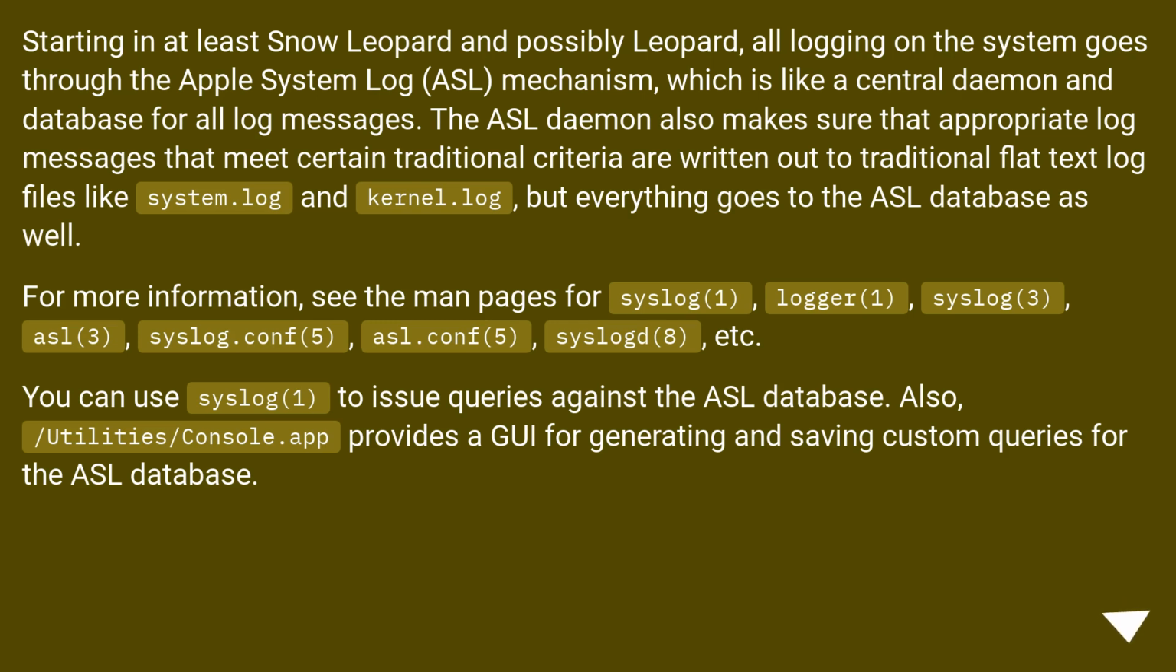For more information, see the man pages for syslog(1), logger(1), syslog(3), asl(3), syslog.conf(5), asl.conf(5), syslogd(8), etc. You can use syslog(1) to issue queries against the ASL database. Also, /Utilities/Console.app provides a GUI for generating and saving custom queries for the ASL database.